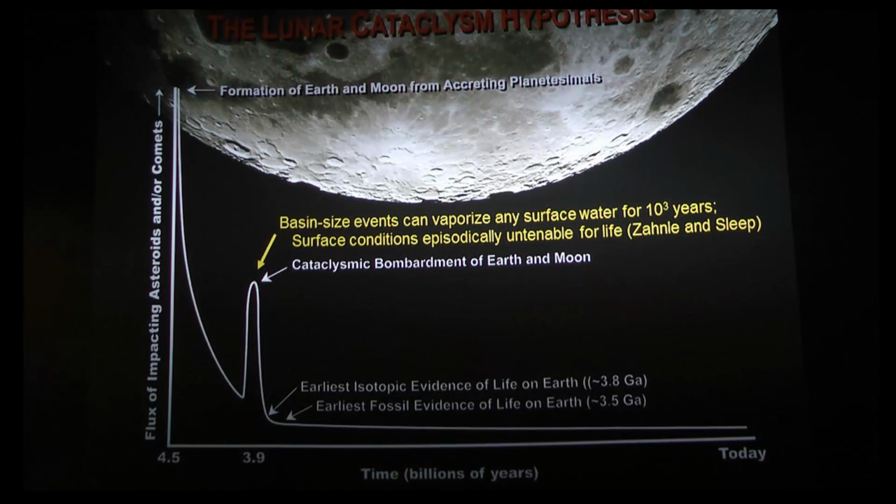Okay, we do know from some work that Kevin Zahnle and Norm Sleep did that when these basin-sized events occur, they have the capacity to vaporize any water that was on the surface of the Earth at that time. So if there were seas, they were vaporized. In fact, there was a rock atmosphere for periods of about 1,000 years. And so surface conditions were episodically completely untenable for life.